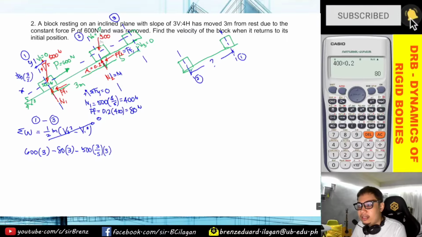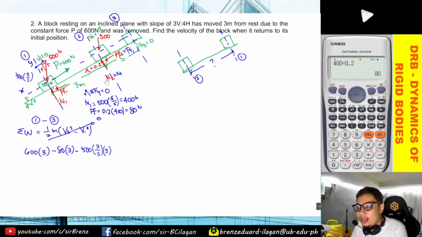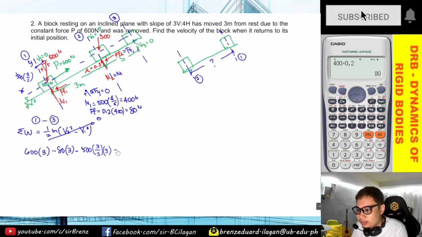So, the next one is on the other side, from point 2 to point 3. We're still on work. So, again, your frictional force is still there until it reaches the point here. So, minus 80 and then multiply by the distance of S. This is what we're looking for, S.